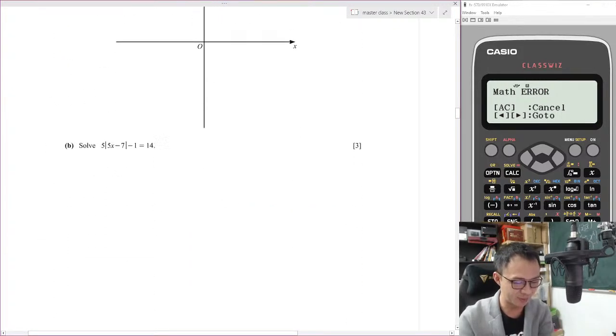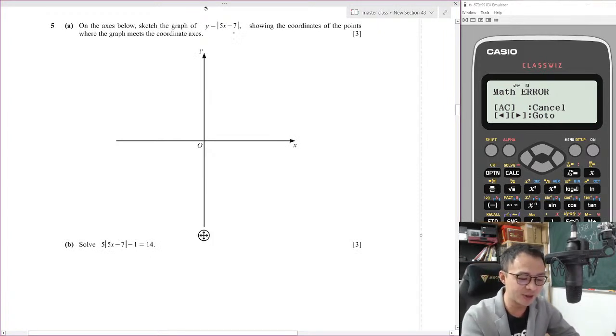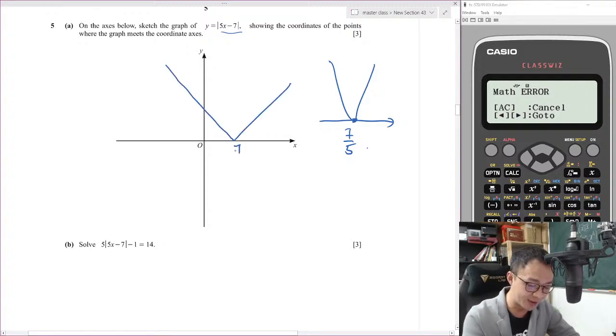Okay, so let's move on to the next one. This one asks us to sketch the modulus graph. This modulus graph is linear, so it will give me a V shape. For the V, I just want to know where my vertex point is. My vertex point is found by making y equal to 0, so it should be 7 over 5. So I just sketch like this. This is my V, touching the x-axis at 7 over 5.